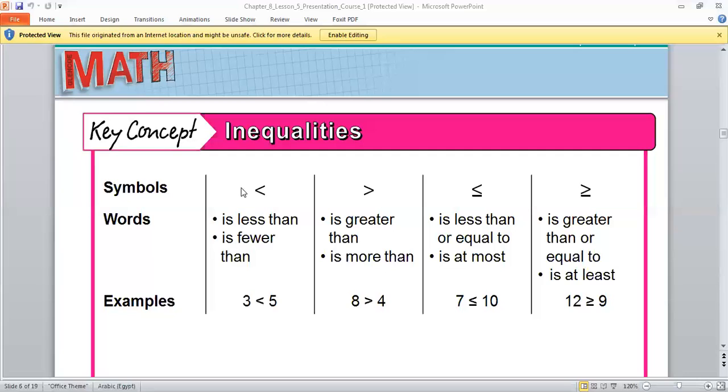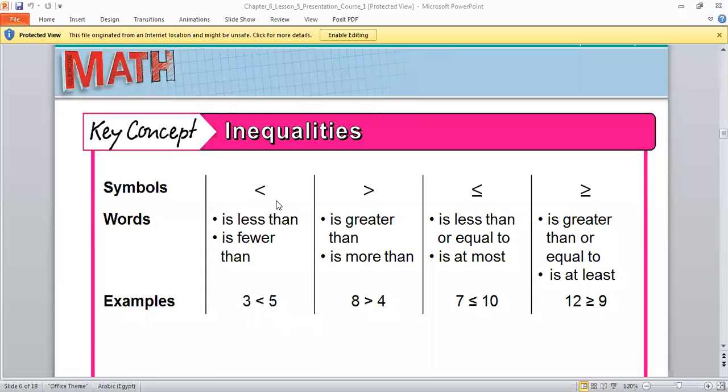So this symbol, how will I read it? Less than. Again, how do I read it? Less than. Okay? Here, 3 is less than 5. How will I read the example? 3 is less than 5 or 3 is fewer than 5.